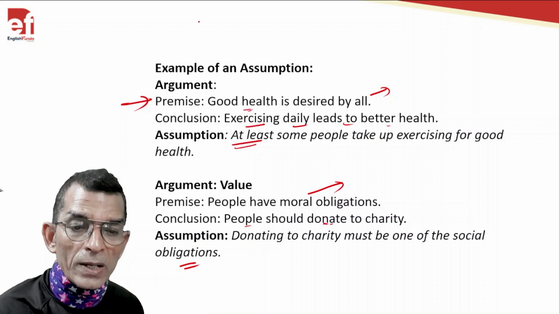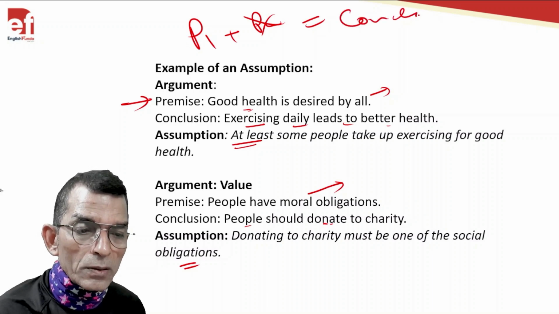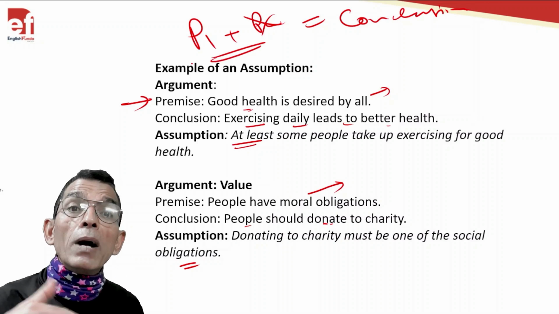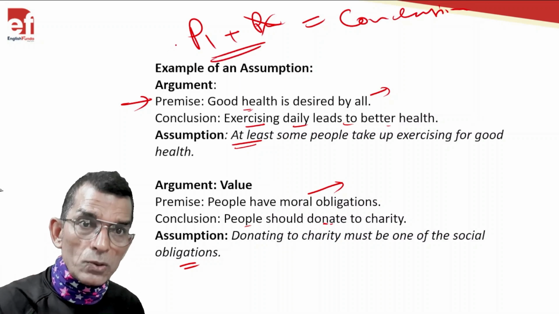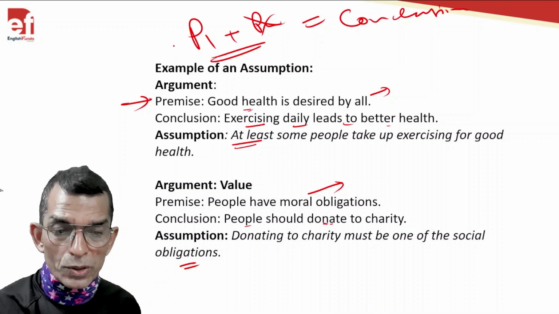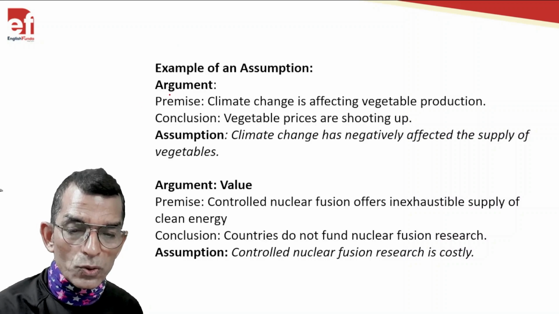So any reason that can lead us to the conclusion with the given premise is like this. Suppose there is P1, and P2 is not given. So P1 plus P2 will give me the conclusion. And you know, an argument can be built with multiple premises: premise number 1, 2, 3, 4, and there is an assumption 5, and then the conclusion. Okay. One more argument, you see.